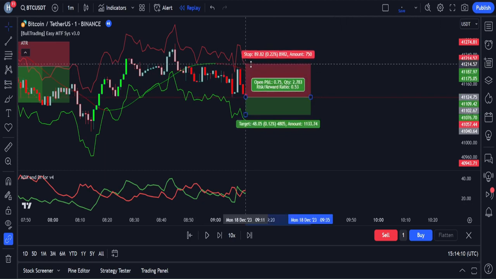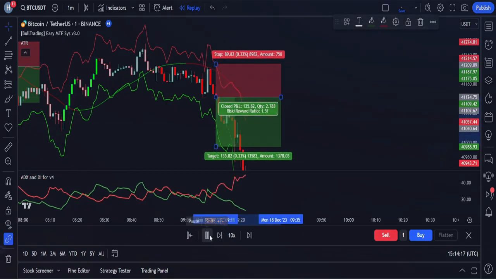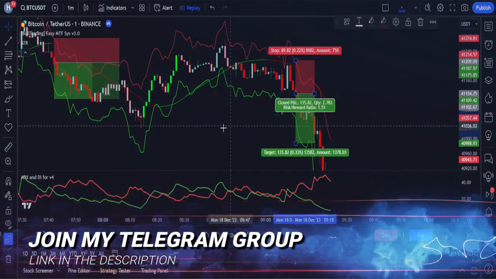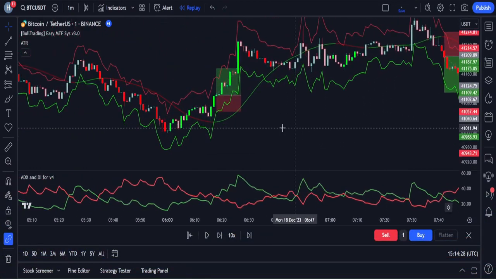Of course, as traders, we know that no strategy is perfect, and especially a 1-minute scalping strategy requires strict money management rules. Please feel free to share your thoughts about this strategy in the comments.